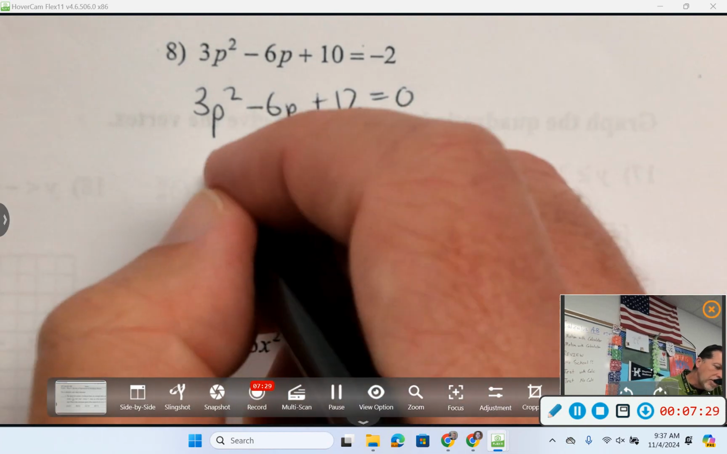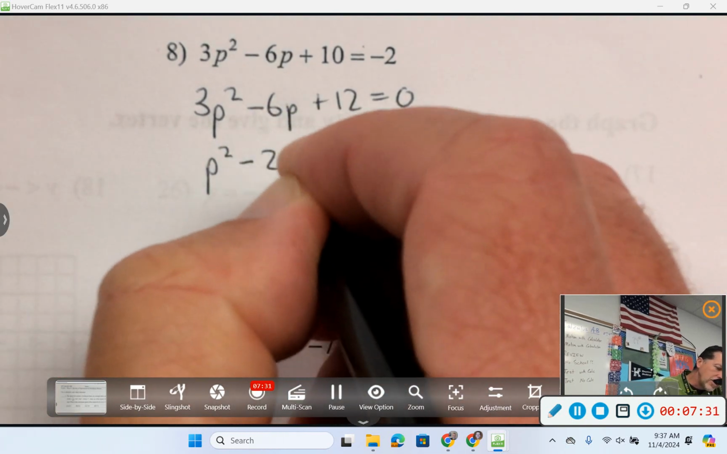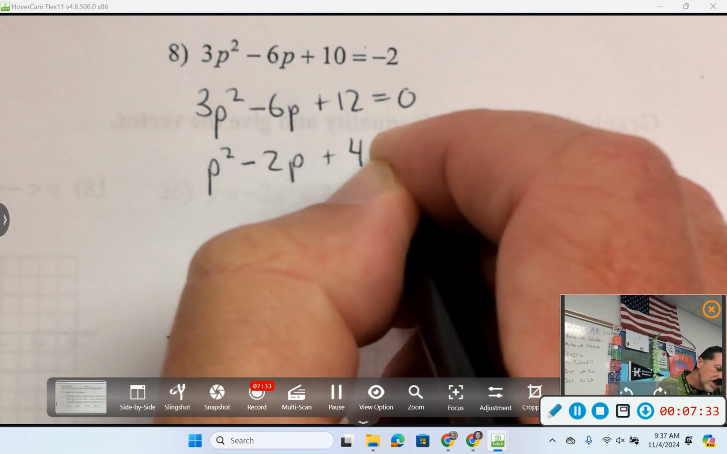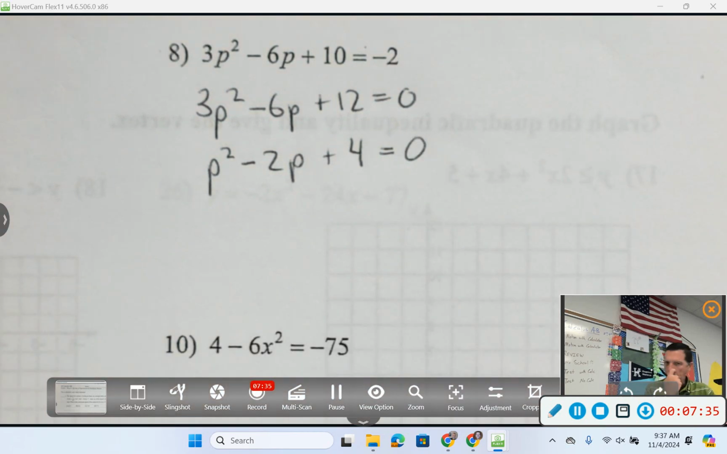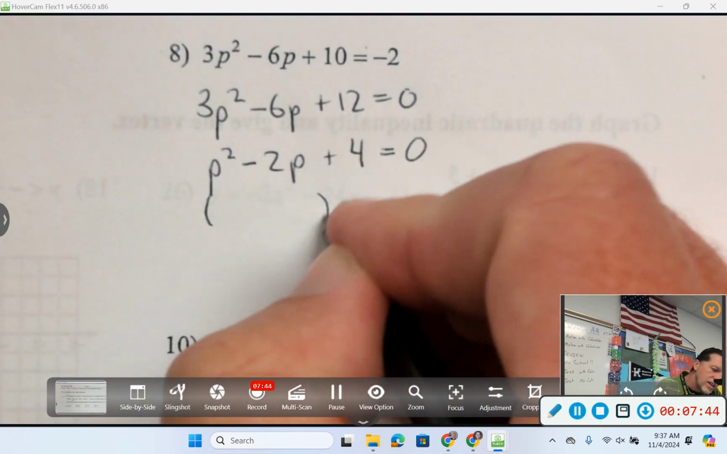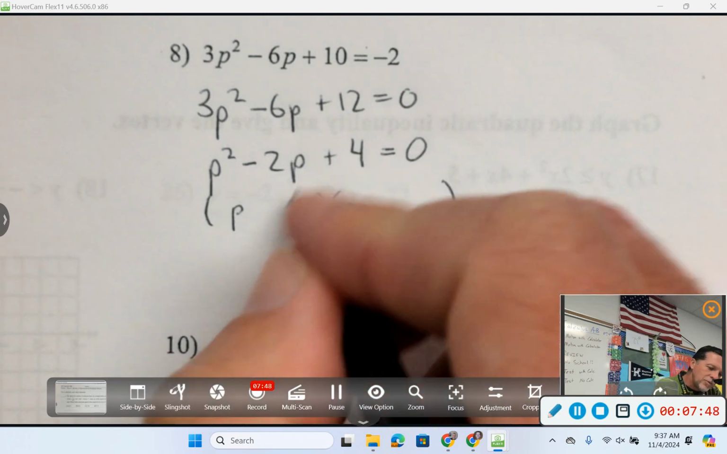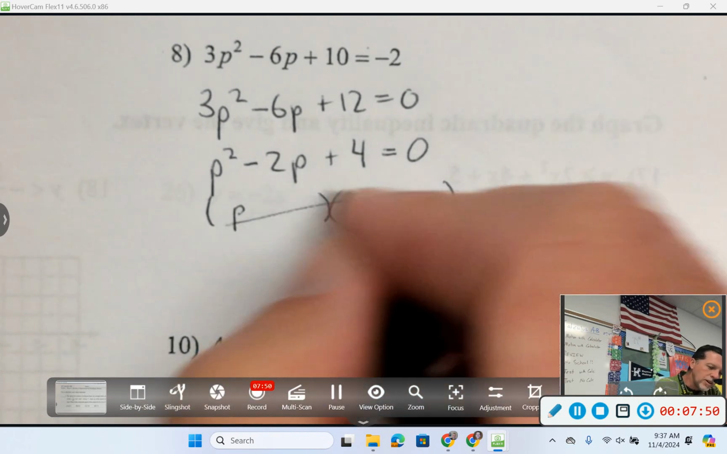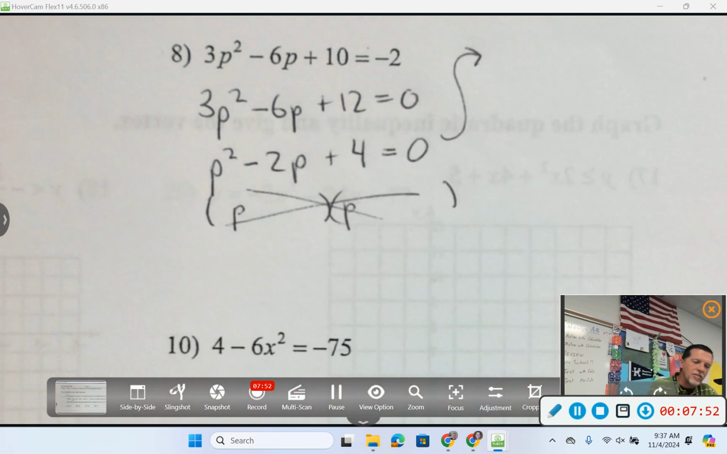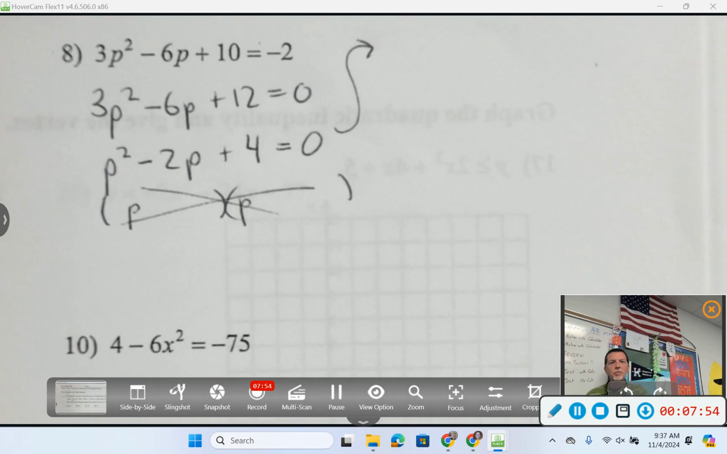I can divide by 3. That should make life a little easier on this one. Uh-oh, I don't think that one's going to factor, though. Alright, I could try P and P. 2 and 2 won't work, 4 and 1 won't work, so finally ran out of problems we could factor.